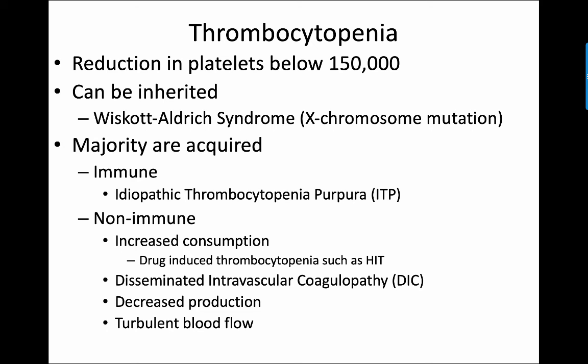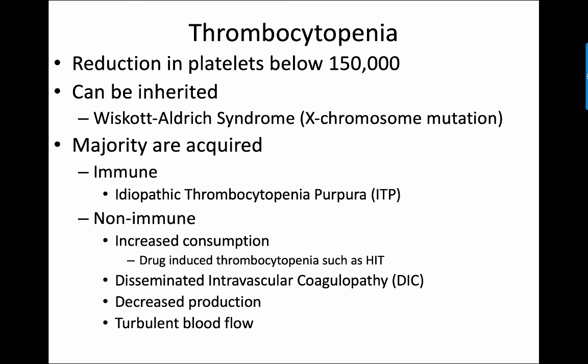And thrombocytopenia, of course, is your reduction in platelet count. This is usually marked by a platelet count less than 150,000, and there are lots of reasons to have thrombocytopenia. You can have an inherited disorder such as Wiskott-Aldrich syndrome, which is an X chromosome mutation. But the majority are going to be acquired, and either they're acquired through an immune process or a non-immune process.